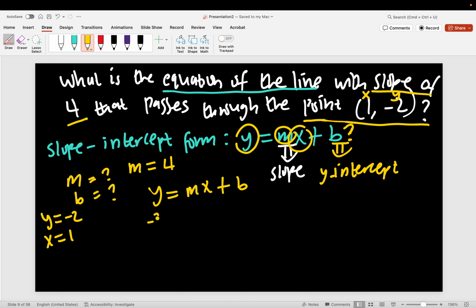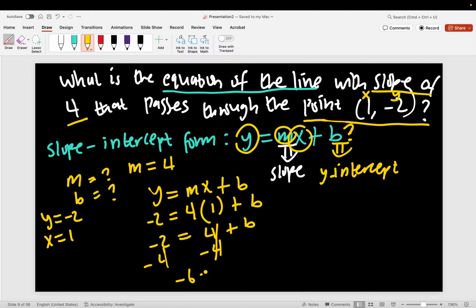-2 is 4 times 1, which is 4, and that's added to b. Now I'm going to subtract 4 from both sides of my equation. So -6 is equal to b, or you can say b is equal to -6. Woohoo! Now we have m and we have b. But the question is not asking you for m and b, it's asking you for the equation of the line.